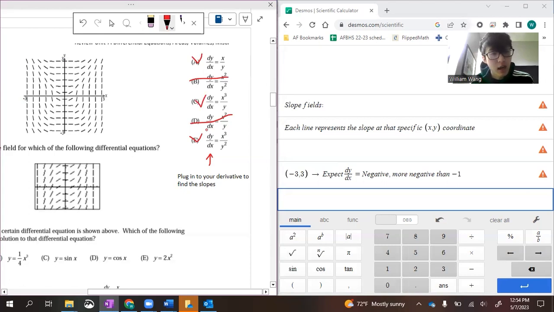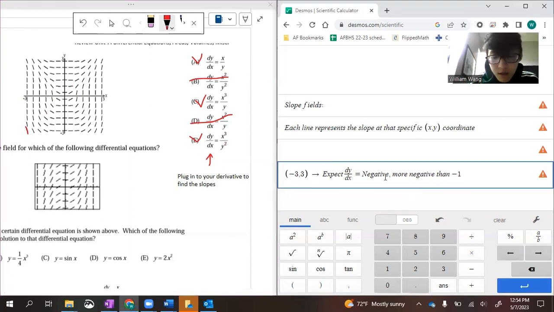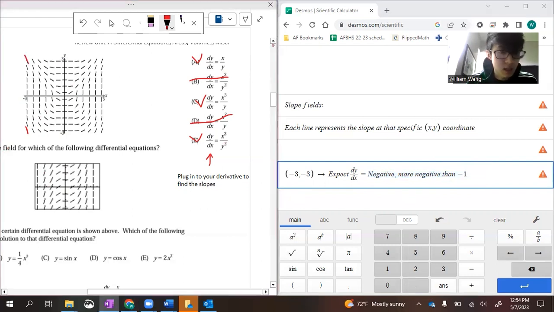Let's choose now one where x and y are both negative. So I'm going to choose this point here. Also, so I'm choosing -3, -3. I expect dy over dx to be the same thing. It's negative and more negative than -1. So it's like the same slope. You'll see this line and this line, they look the same. So -3, -3, A no longer works because it would give me a positive answer. -3 divided by -3 is +1. This is definitely not a slope of +1.